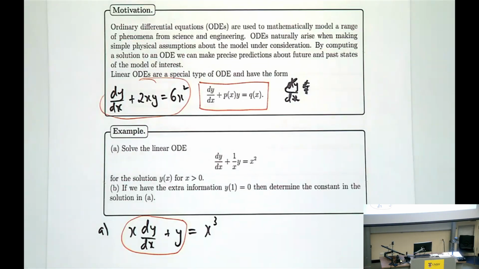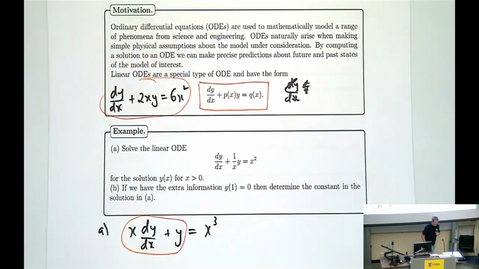Remember, y is a function of x here. Can anyone see it? What is the connection between the left-hand side and the product rule? Anyone at home? Hello? Oh, okay, I'm missing the messages. I'll come back to some of these questions.